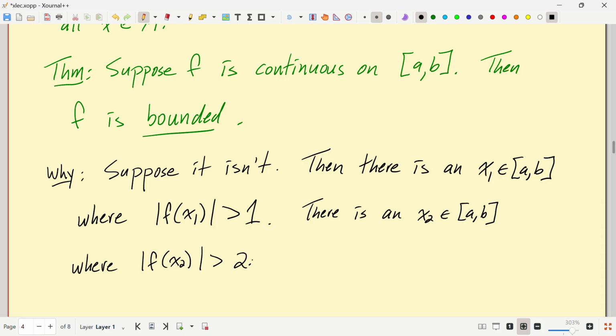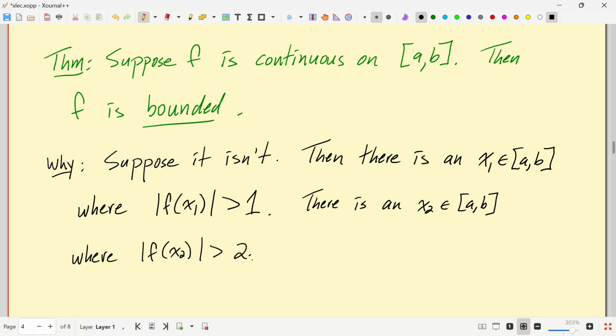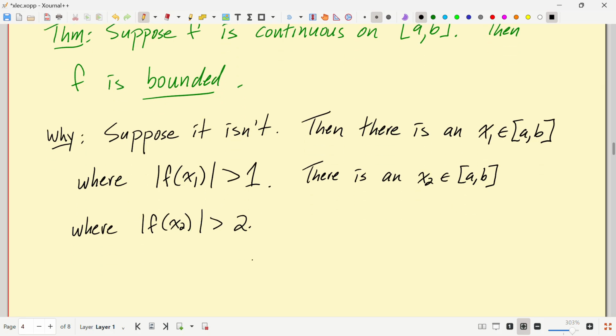You know, x2 might be the same as x1, but eventually if I get up to like 27, let's say f of x1 is 13. When I get up to 27, I get a new point. So eventually, I can't keep using the same points over and over again. I keep doing this.